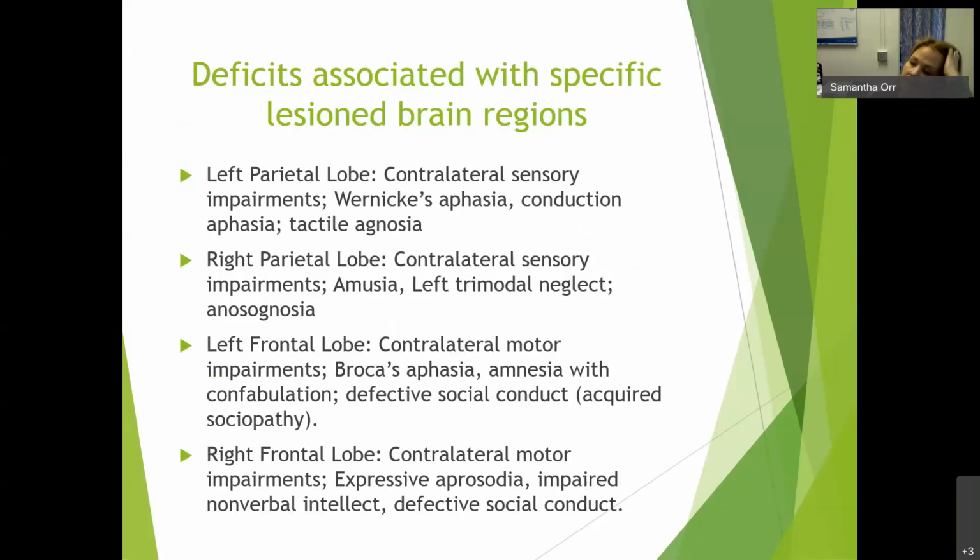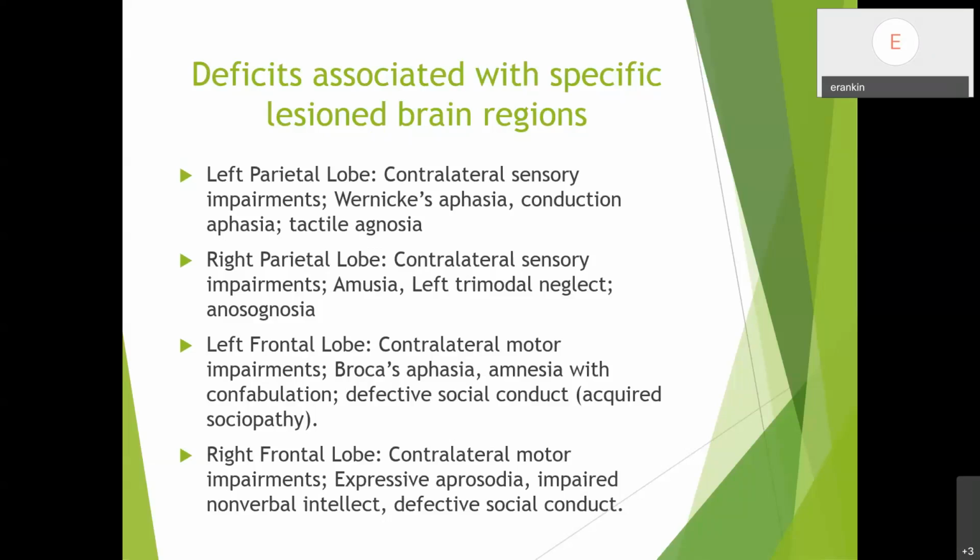Okay. Talk about left parietal, right parietal. Talk about something called sensory impairments, where a person is going to have difficulty sensing things on the opposite side. If they have an injury to the left parietal lobe, they have problems sensing things on the right, vice versa for right parietal lobe injuries. Something called amusia, which is difficulty understanding music. This thing called agnosia, which is an inability to know.